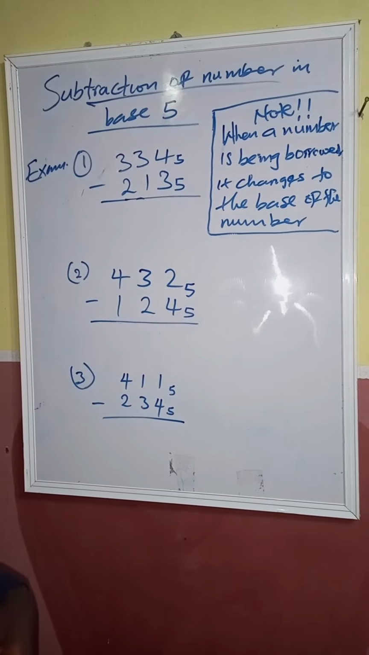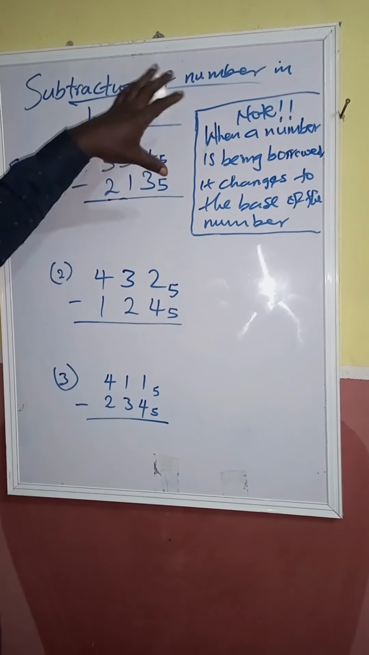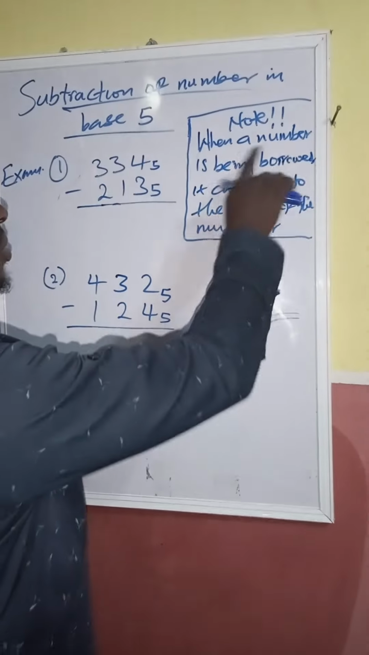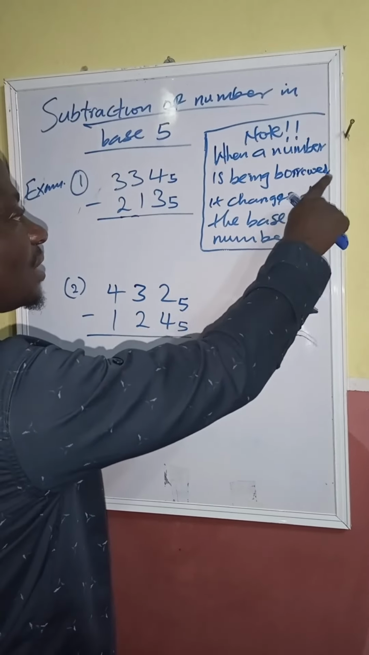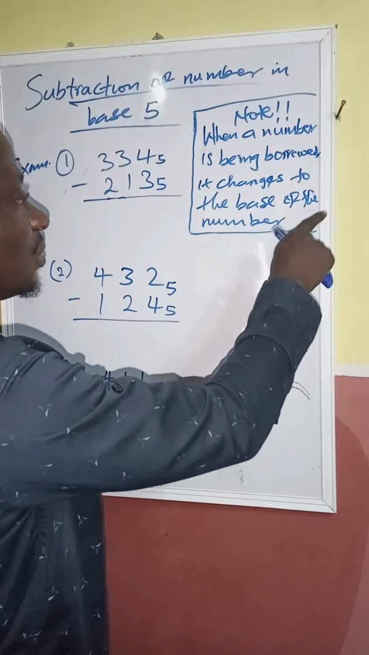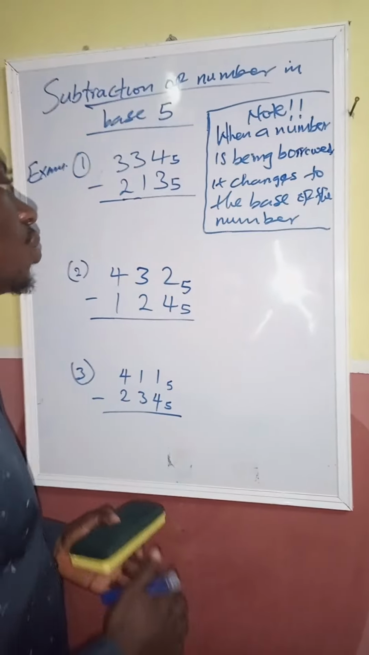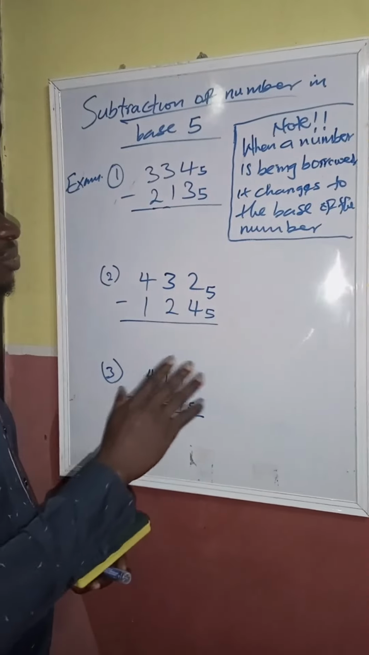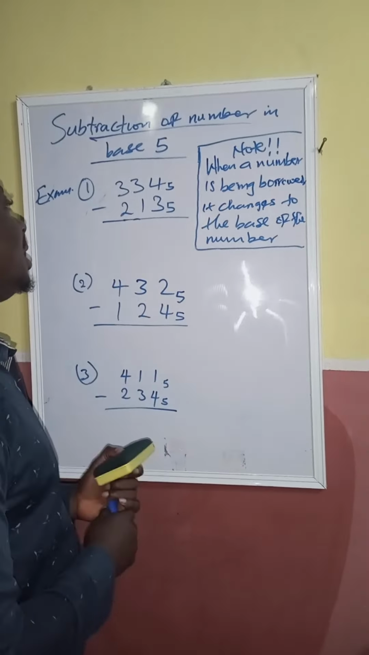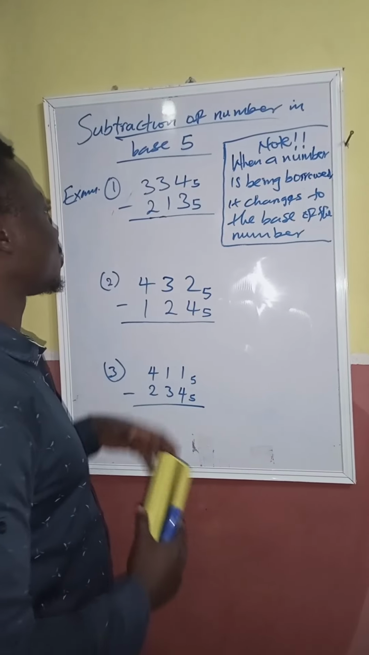Before we proceed, let me refer your attention to this notice. When a number is being borrowed, it changes to the base of the number. So we are going to use it. When it is time to use it, I will refer you back to that notification again. Then let's come back to this first question.